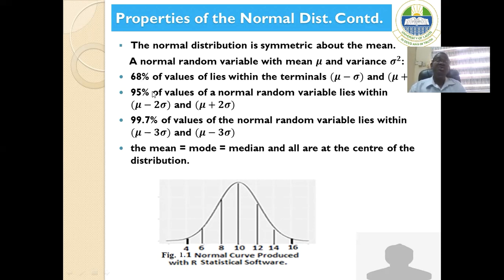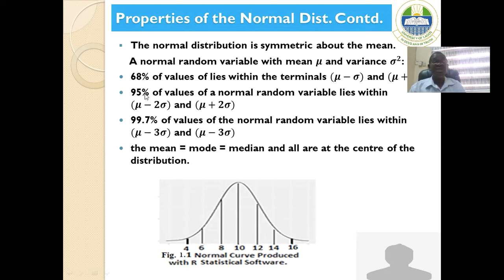It is a beautiful story in that if you know the mean of the normal distribution and you know the variance, and by implication the standard deviation, then you know that within 1 standard deviation to the left or right, you have 68% of the values of the random variable.